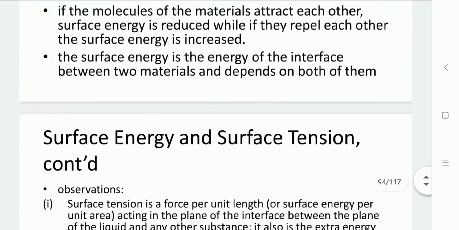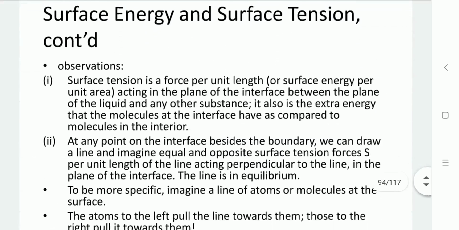So we can say that surface tension is the force per unit length, or surface energy per unit area, acting on the plane of the interface between the liquid and any other substance. It is also the extra energy that the molecules at the interface have compared to the molecules in the interior.